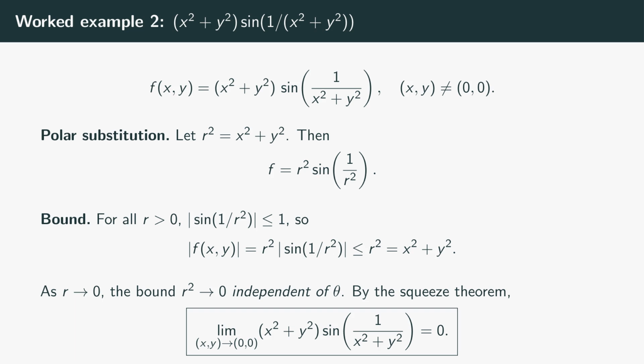By the squeeze theorem, the absolute value of f of (x, y) is sandwiched between 0 and something tending to 0, so f itself tends to 0. Conclusion: the limit exists and equals 0. The wild oscillation of the sine is tamed by the vanishing of the outer r squared factor. The polar substitution made the path independence transparent. The bound made the squeeze precise.